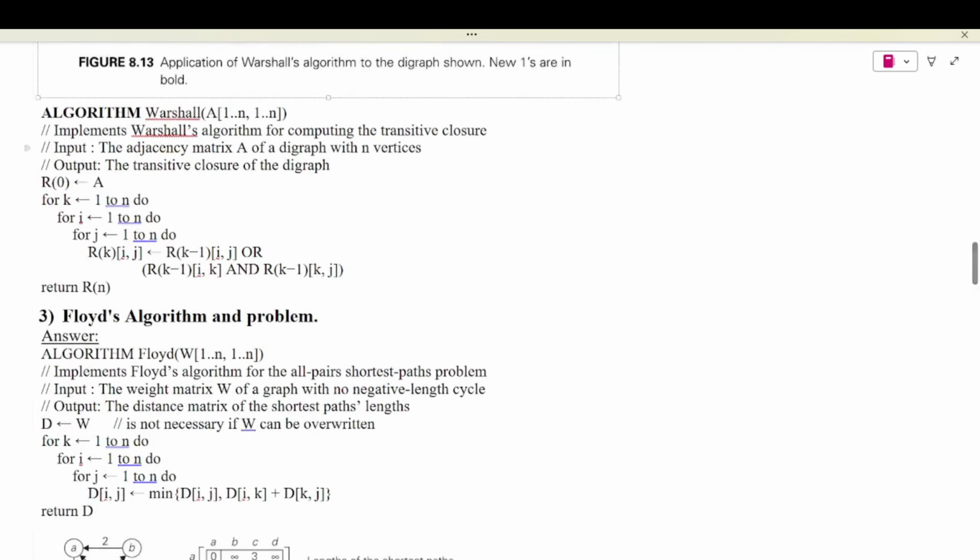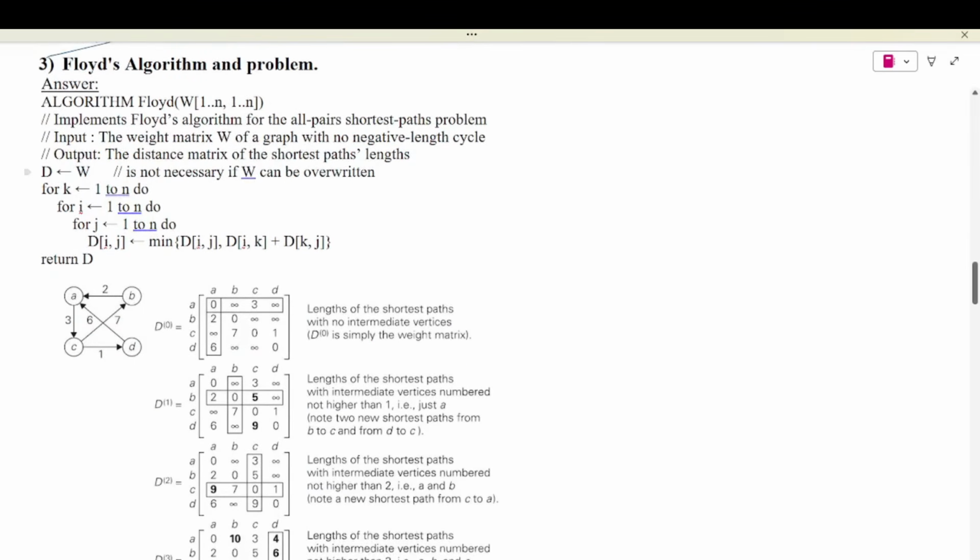Next again you will be seeing here R of Kij, k minus 1, and you will be considering that value and returning it, that is you will be checking. Next is Floyd's algorithm. Again it is for Kij, the minimum element will be considered. You are finding the minimum shortest path, okay.